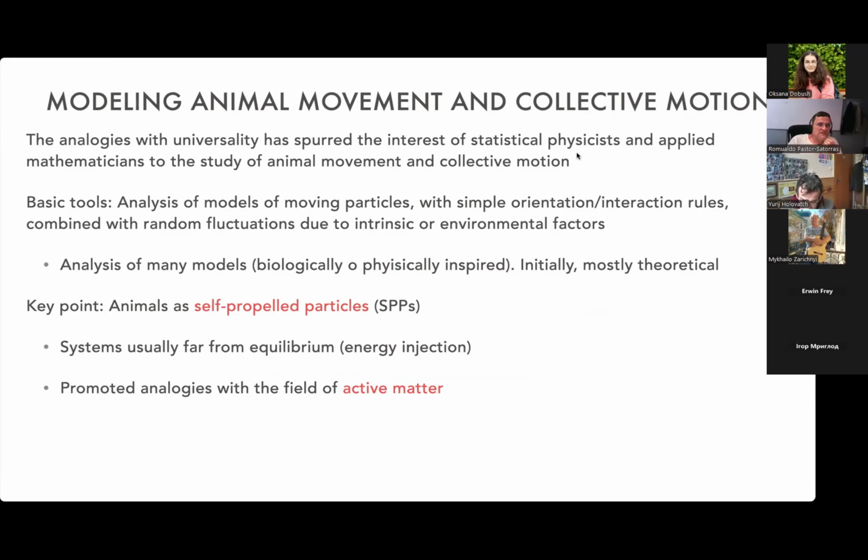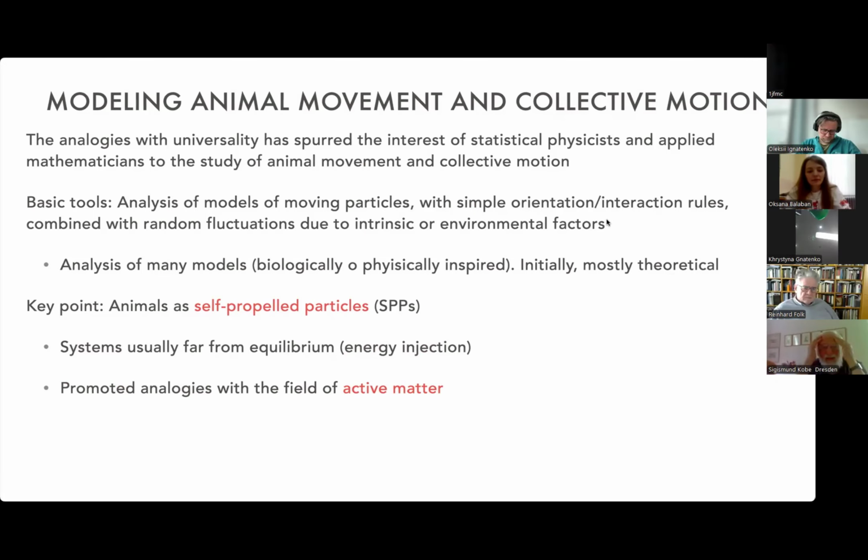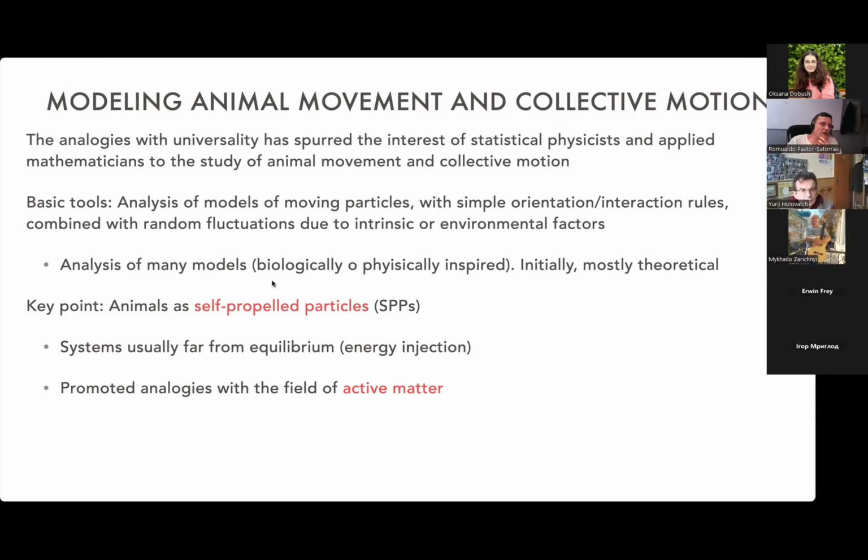How do mathematicians and statistical physicists study these problems? Essentially by analyzing models of moving particles. We have some simple rules that affect how you move, how you orient your body, and how you interact with your neighbors. When you move, you can also add random noise, random fluctuations that account for variations in environmental factors. There has been a lot of study and understanding of how collective motion works based on the analysis of these models, which were biologically and physically inspired, but initially mostly theoretical.